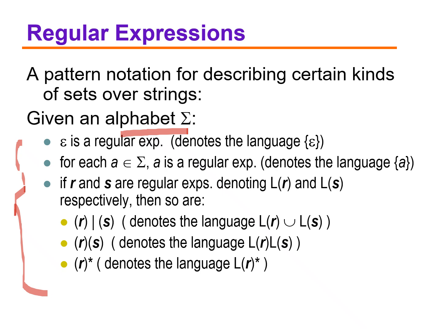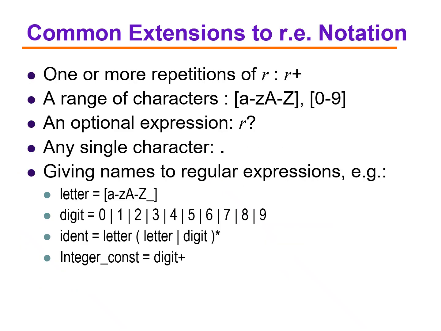When R and S are regular expressions, this indicates L of R union L of S, this indicates R dot S, this indicates R star. As we have previously seen, that is union, concatenation and Kleene closure operation. So there are some extensions.